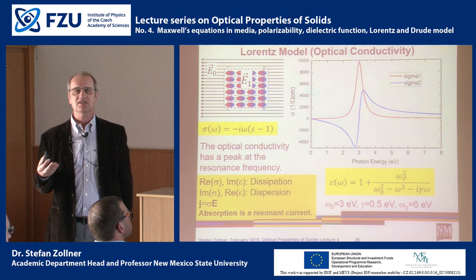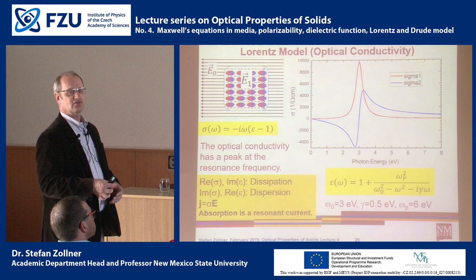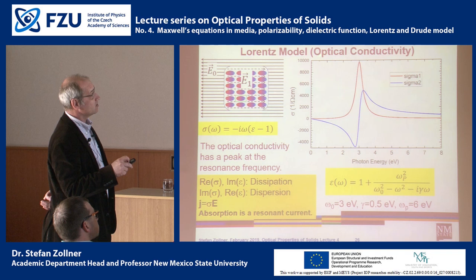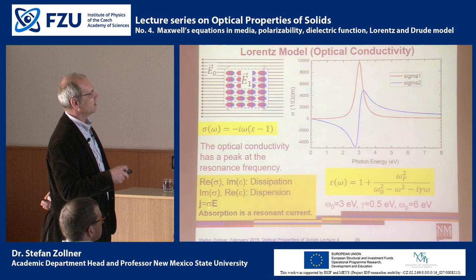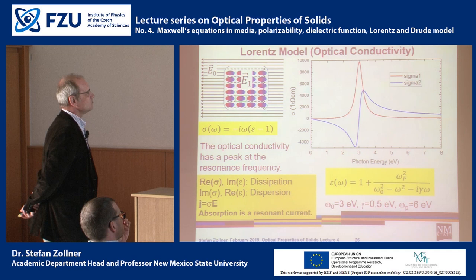So therefore, we can either say, well, all the charges are bound, and that gives us a dielectric function, or we can say all the charges are free, and then everything's a current due to free charges. In this picture, if we plot the optical conductivity, then we assume that all the current is due to free charges, and then the current is equal to the conductivity multiplied by the electric field, so that's the conductivity, and this is the conductivity calculated from the Lorentz model, and this picture looks somewhat similar.